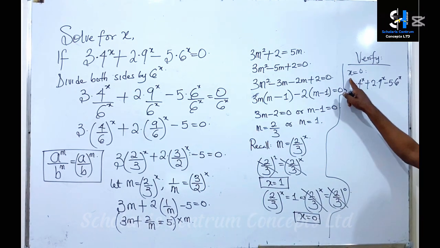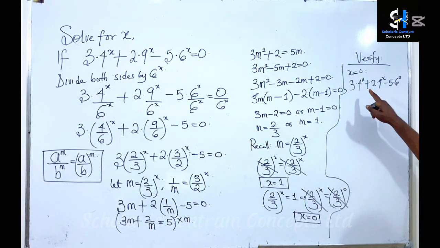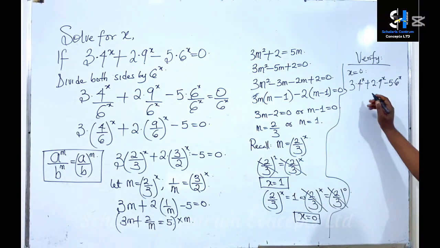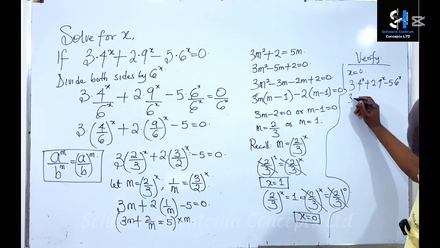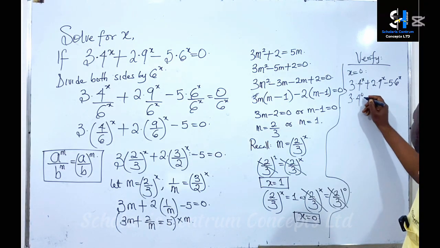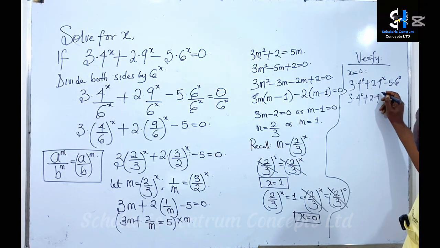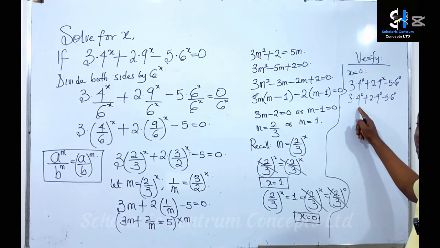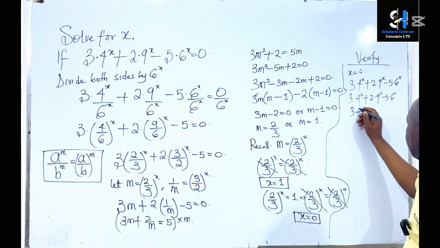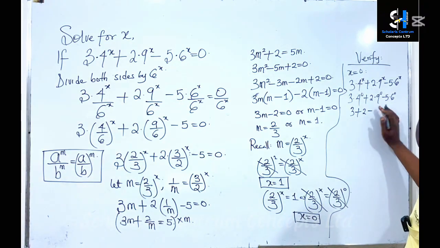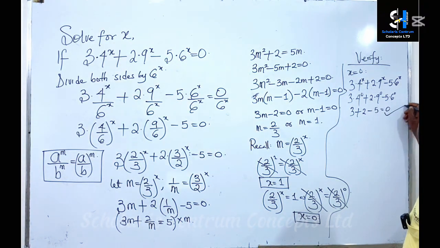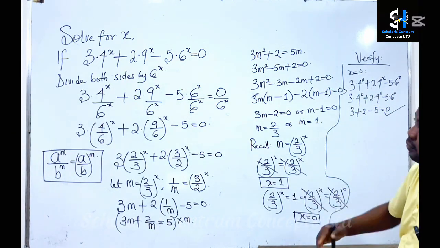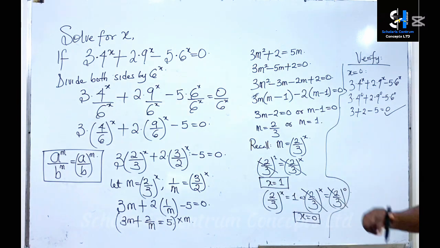Now, if we plug in the value of x, we want to find out whether or not we get 0. So when x is 0, we have 3 times 4 raised to the power of 0 plus 2 times 9 raised to the power of 0 minus 5 times 6 raised to the power of 0. Any number raised to the power of 0 is 1. So this is 3 plus 2 minus 5, and then this is 0. So that means 0 is one of the values of x which satisfies the equation.